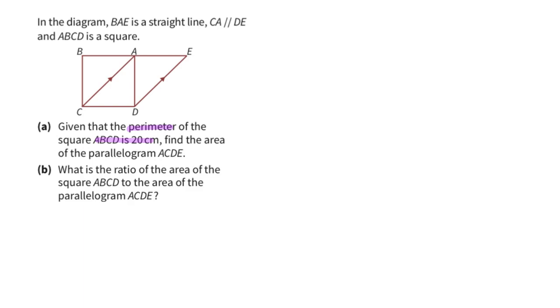So this means that we could find, for part A, the length of ABCD pretty easily. 20 divided by 4. Why is this so important?